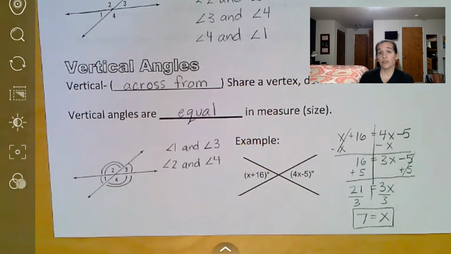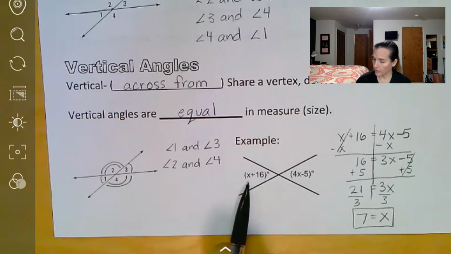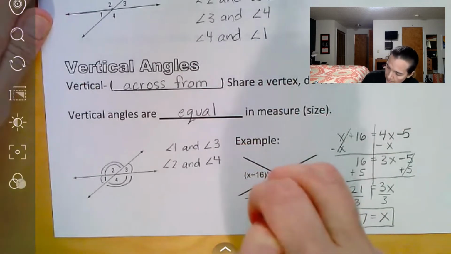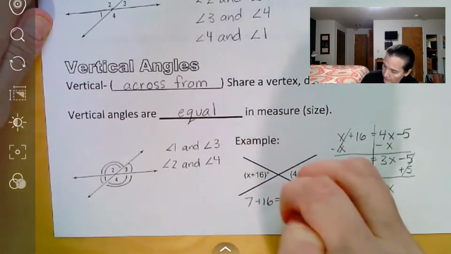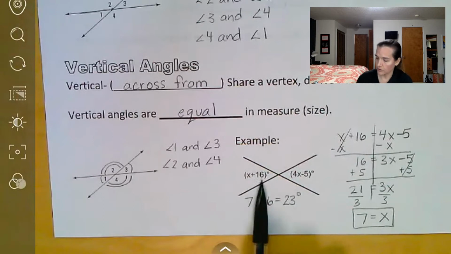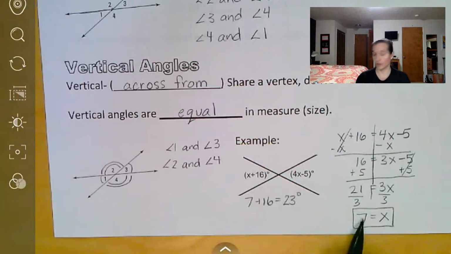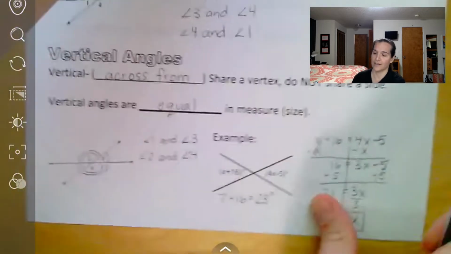One thing you want to pay attention to, sometimes they just say solve for x. We did it, we're done. Sometimes they ask, how big is the angle? Well, you can substitute 7 into either one. This one looks easier to me. If I put 7 plus 16, I get 23 degrees. So this angle is 23 degrees. I could also substitute 7 into this one, but guess what? It's the same size as that one. So this one also has to be 23. So there it is, verticals equal in size.